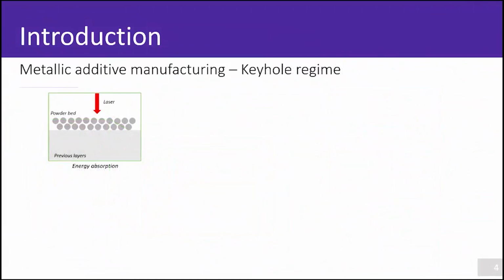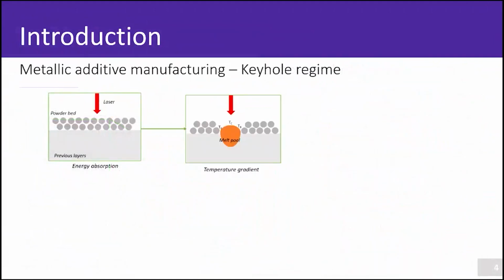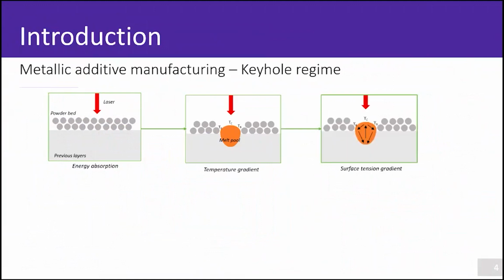So, as I said in the introduction, I work with the keyhole regime, which is a really specific regime, and I will explain the different steps. So first, the laser comes to hit the surface, and the powder bed absorbs the energy, and the powder will melt and form the melt pool. The temperature near the laser is higher than on the boundary of the melt pool, so it creates a temperature gradient, which creates a surface tension gradient. So you have a Marangoni convection inside the melt pool. If you stay in this condition, you are in the conduction mode.